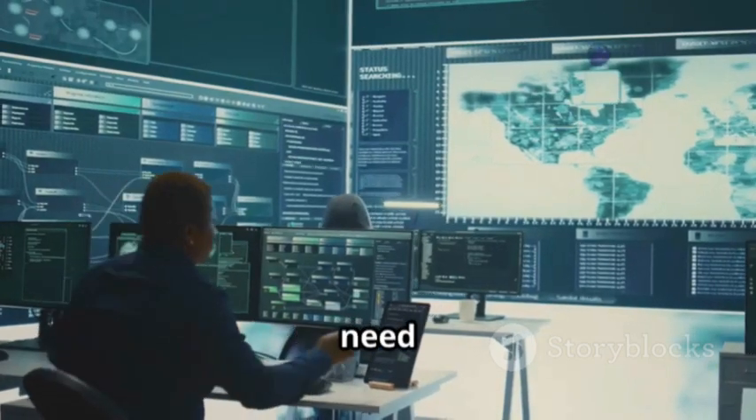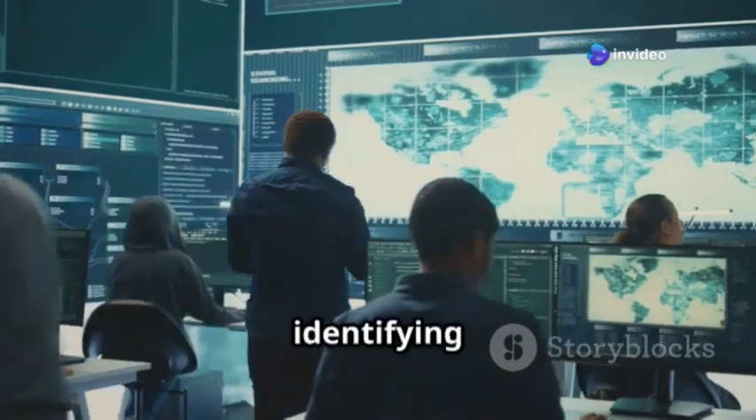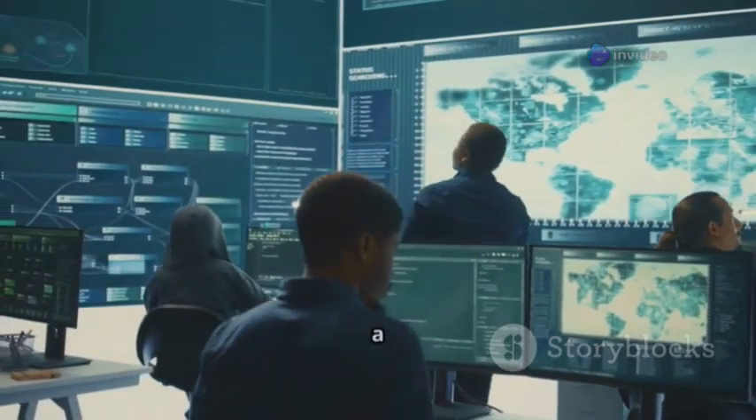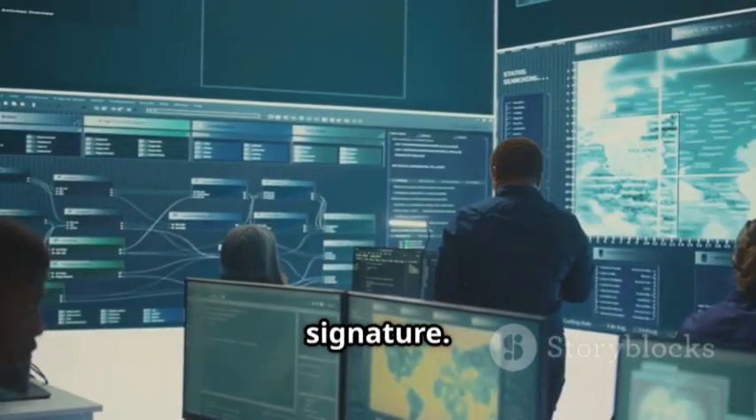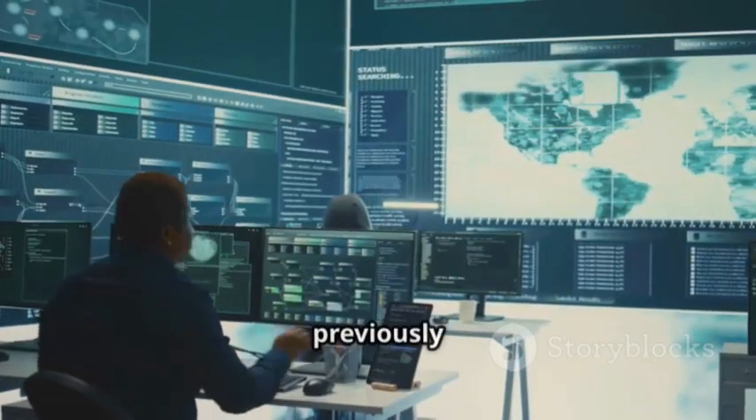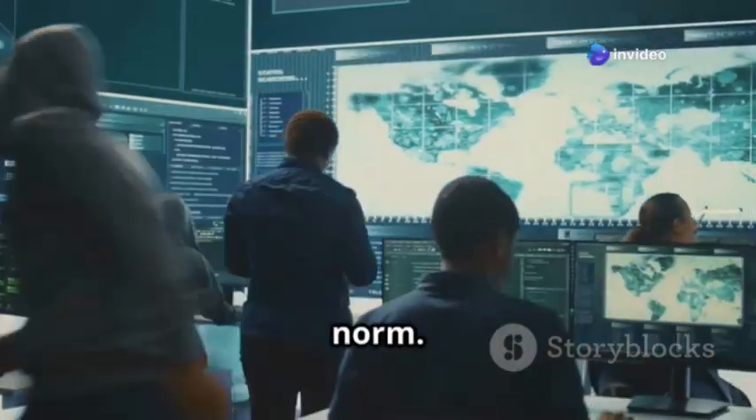She emphasizes the need for security solutions that employ behavioral analysis, which focuses on identifying malicious activity based on how a file or program behaves, rather than relying solely on its signature. This approach allows for the detection of previously unknown threats by analyzing patterns and behaviors that deviate from the norm.